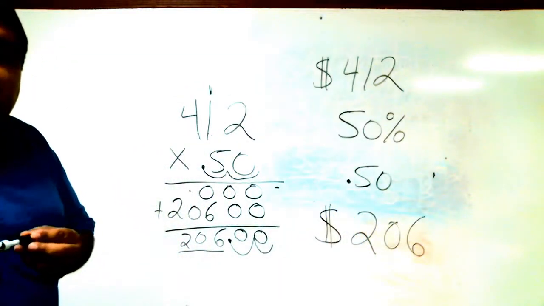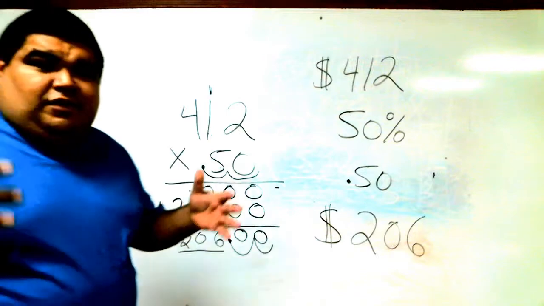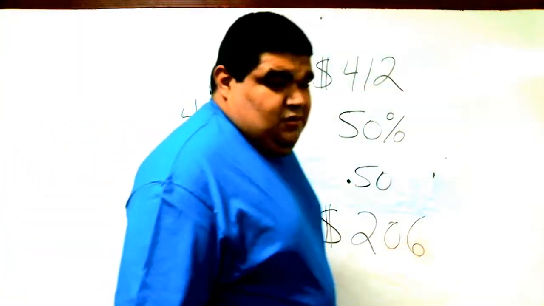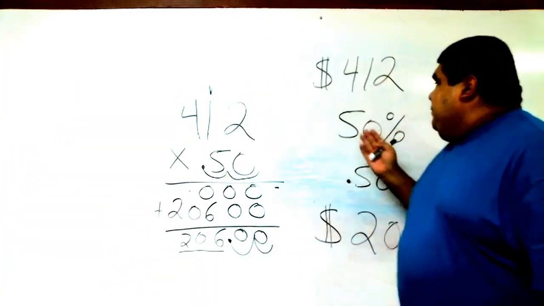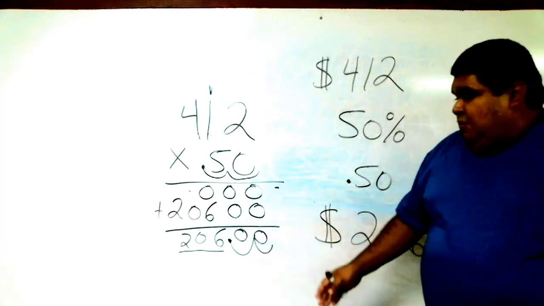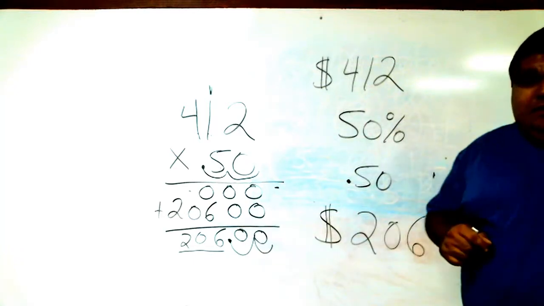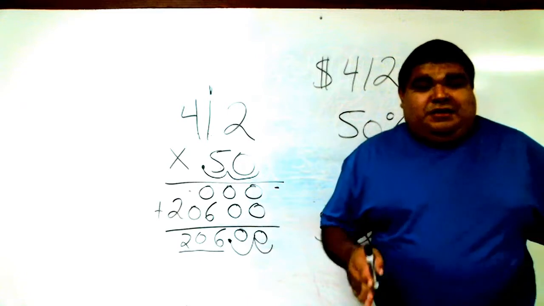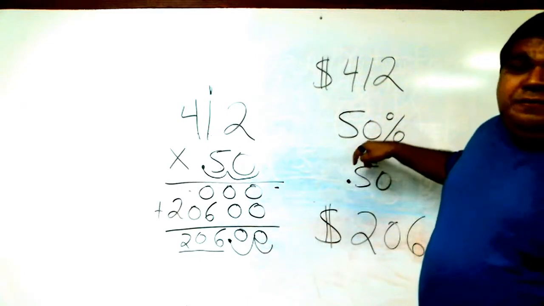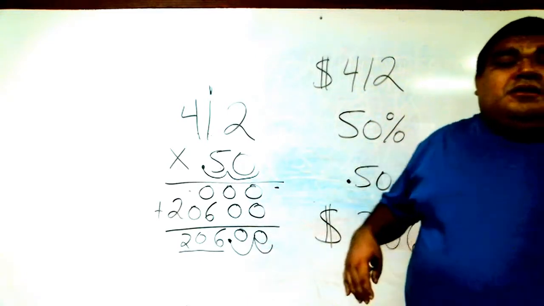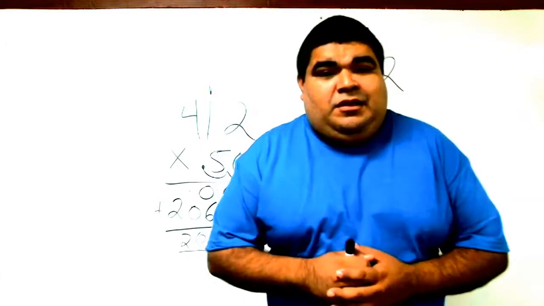That's how much we're gonna pay for this bag of chips, okay? So notice that we found 50% of 412, which was 206. We did it because we turned the percentage into a decimal, okay?